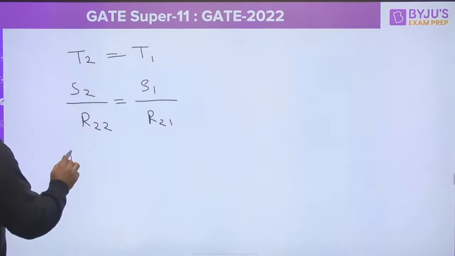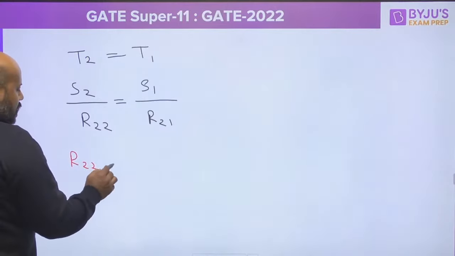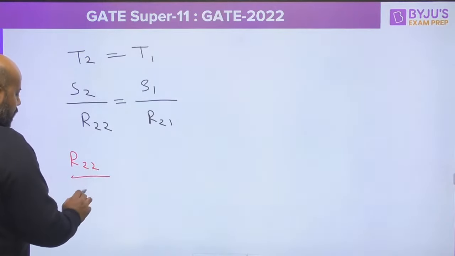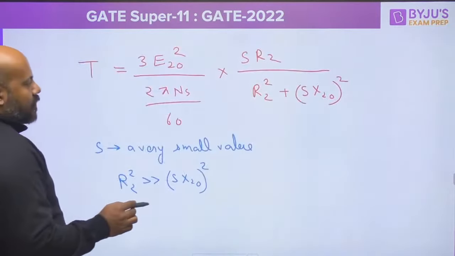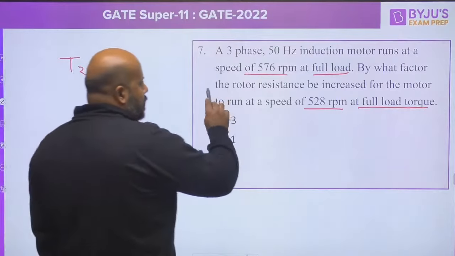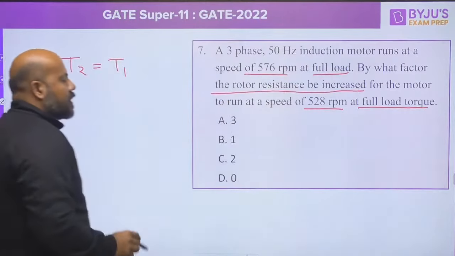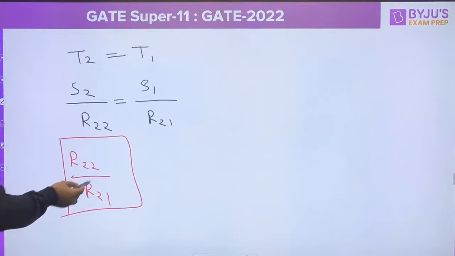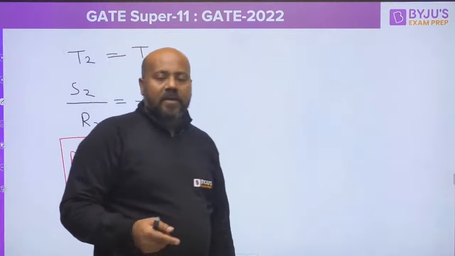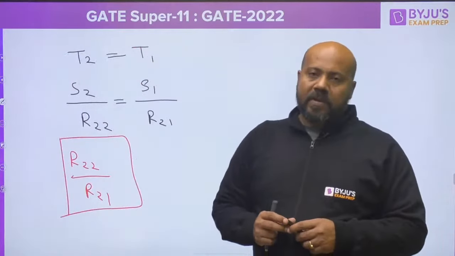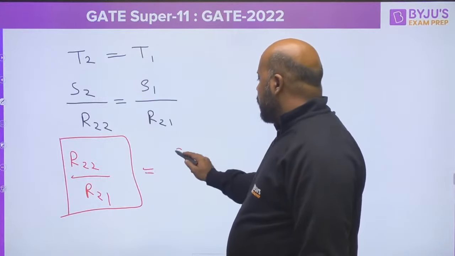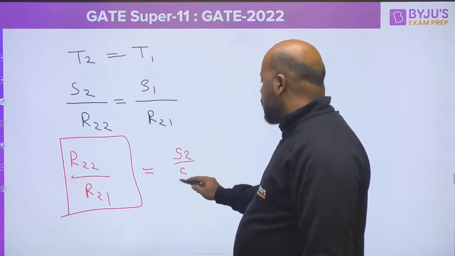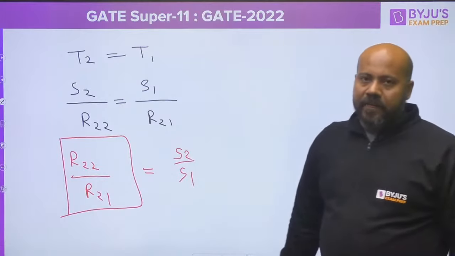Now he is asking R22 with respect to R21. Basically this is what he is asking. He is asking by what factor the rotor resistance has to be increased. So basically he is asking the ratio of R22 upon R21, that is the rotor resistance for the second case with respect to the rotor resistance for the first case. If you want to find this ratio, then simply you have to find the ratio of the slip for the second case and the slip for the first case.